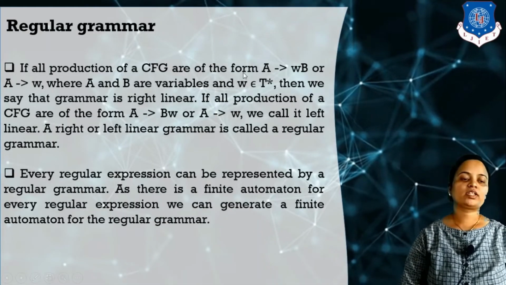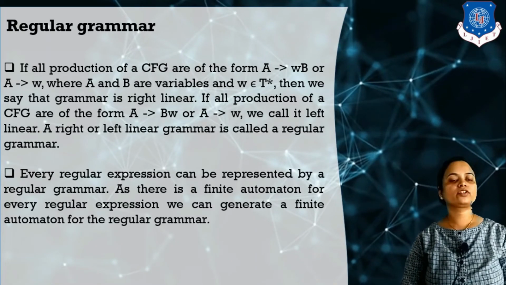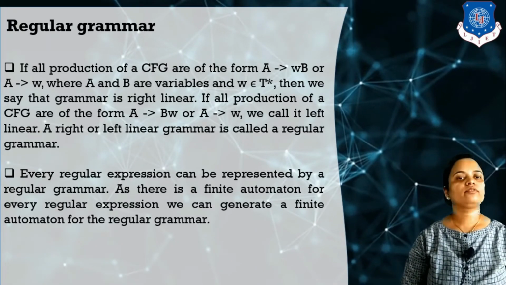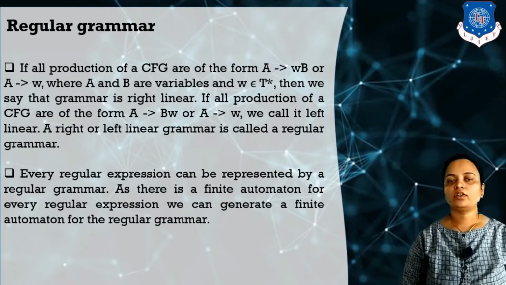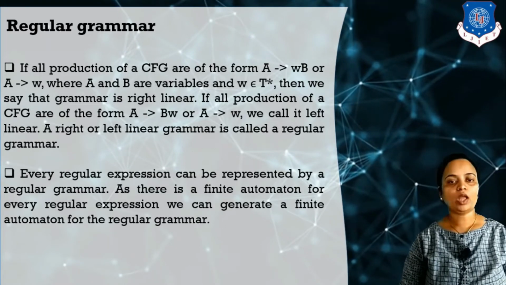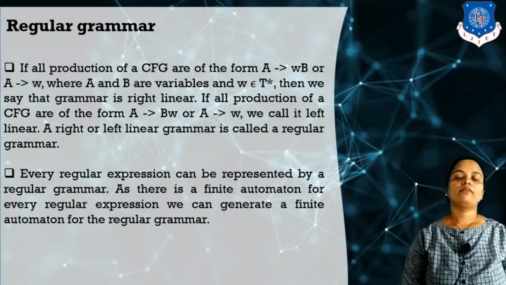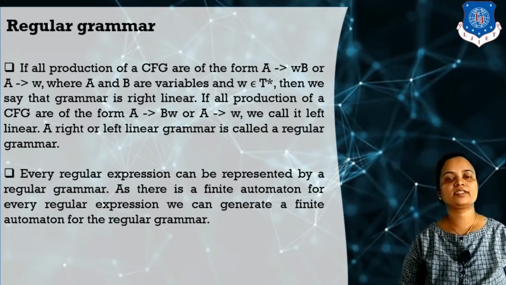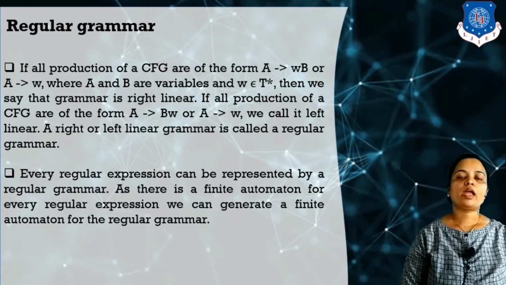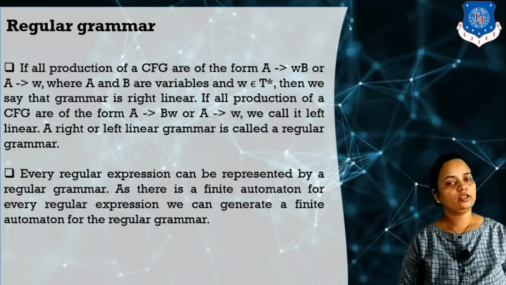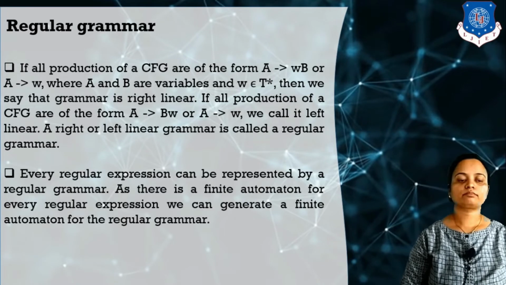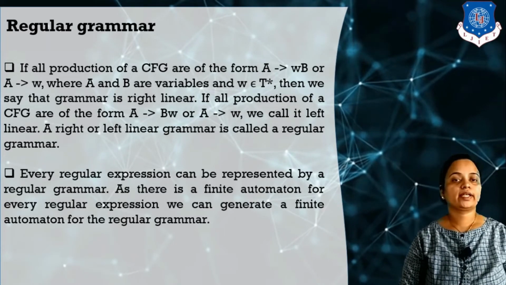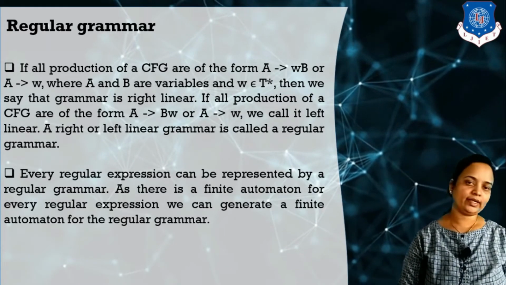So first of all, what is a regular grammar? If all the productions of a CFG are of the form A derives small w capital B, or A derives small w, where w belongs to T star, meaning it may contain an empty string, and A and capital B are non-terminals, then the given grammar is a right linear grammar.